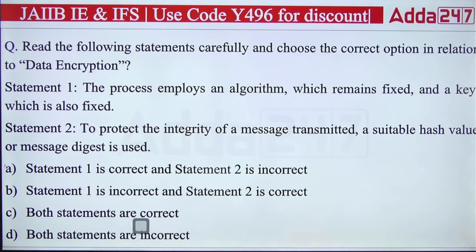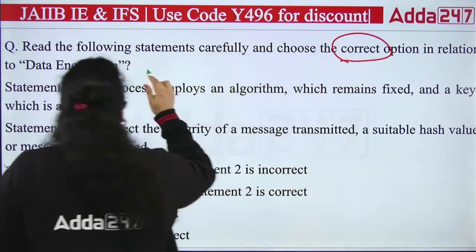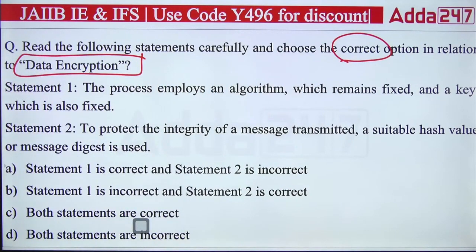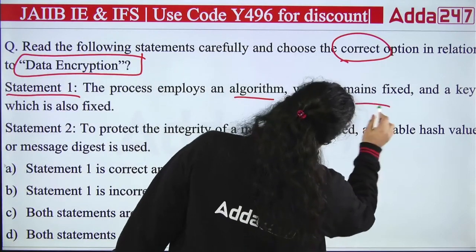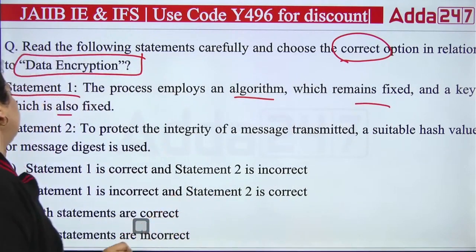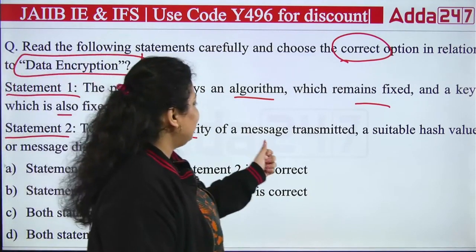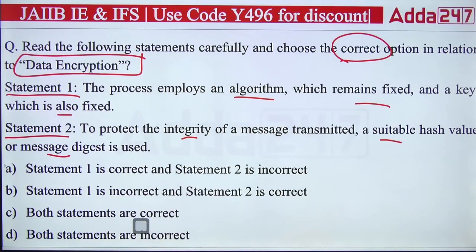Now, next question we have. Read the following statement carefully and choose the correct option in relation to data encryption. The first statement: the process employs an algorithm which remains fixed and a key which is also fixed. The second statement: to protect the integrity of message transmitted, a suitable hash value or message digest is used.